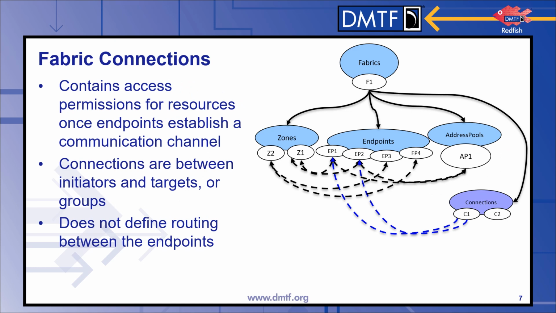Fabric connections provide access permissions at the endpoints when a communication channel is established. One can have connections between endpoints or endpoint groups for resources with similar connectivity requirements. While connections provide connectivity at the endpoints, they do not define routing between the endpoints.